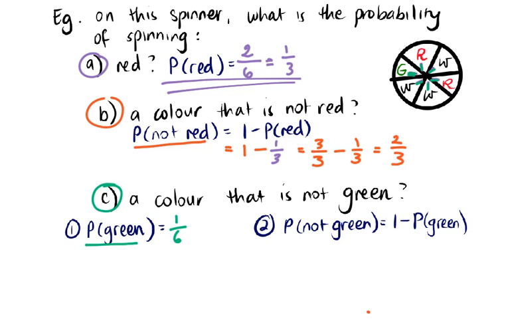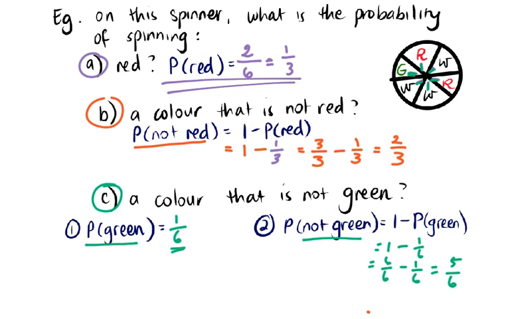However, the question says, what is the probability of a colour that is not green? So this is our complementary event. So for not green, we're going to do 1 minus the probability of green, which is 1 over 6. And just like before, what we want to do is convert that whole number 1 into a fraction that has the same denominator as our probability of green. So 6 over 6 is the same as 1 whole. So now we can subtract because they both have the same denominator. So 6 minus 1 equals 5 over 6. So the probability of not green is 5/6.